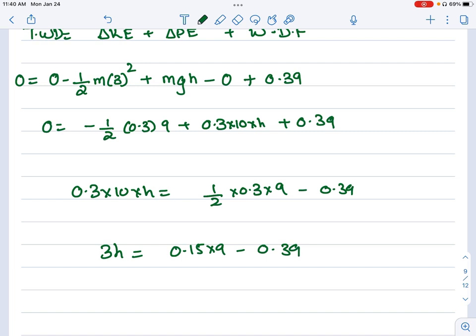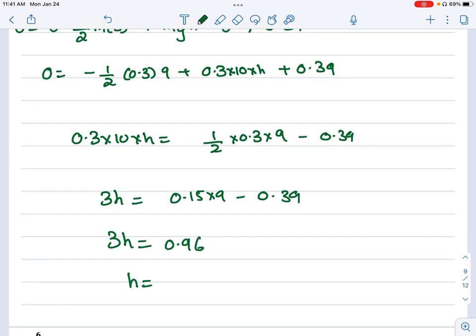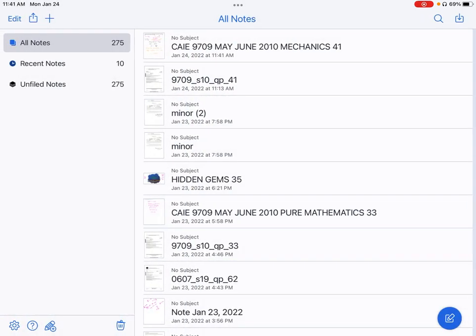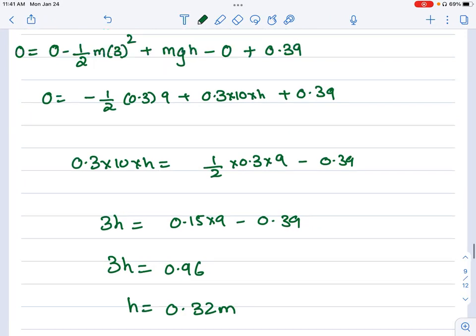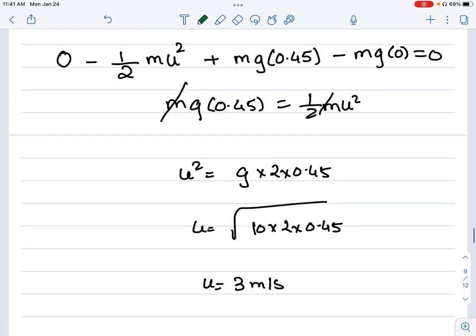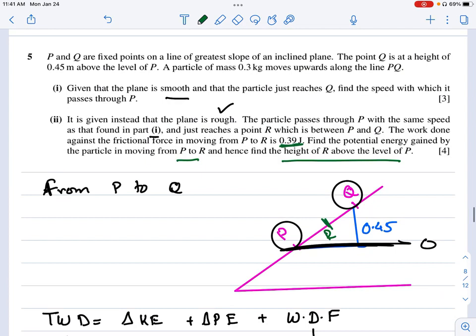So take the calculator. 0.15 times 9 minus 0.39 gives you 0.96. So h is equal to 0.32 meters. So what is the height it has reached? It has reached 0.32 meters. What else is being asked?